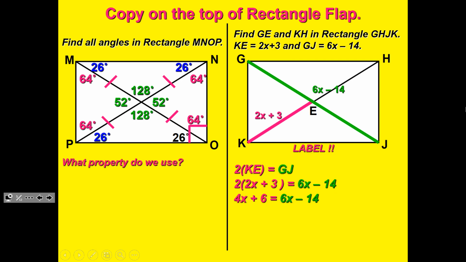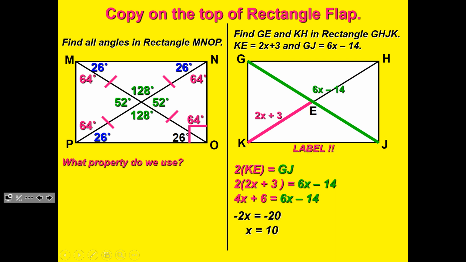All right, and then when we go to solve, what are we going to do first? Bring all the x's together. So I'm going to move that 4x over there with the 6x, or the 6x over with the 4x. And then we just divide, and we get that x is good.